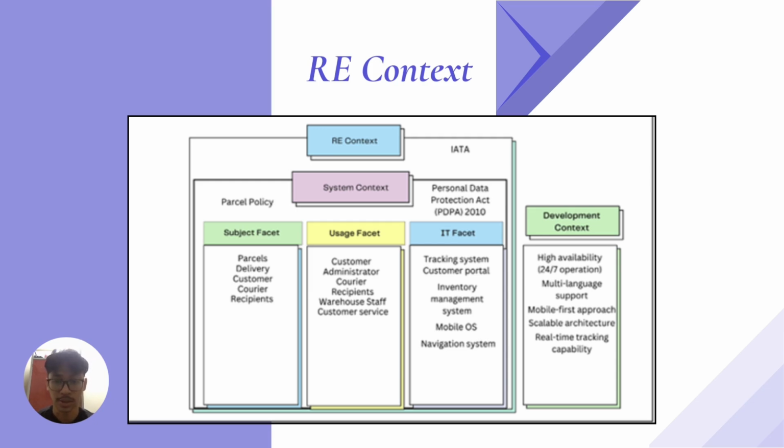So on the right, as you can see, we see the development context, which outlines the key development goals for the system. This includes high availability for 24/7 operation or 24 hours working operation, multi-language support for inclusivity, mobile first design to prioritize accessibility, scalable architecture to handle increasing users, and also real-time tracking capabilities to provide instant updates.